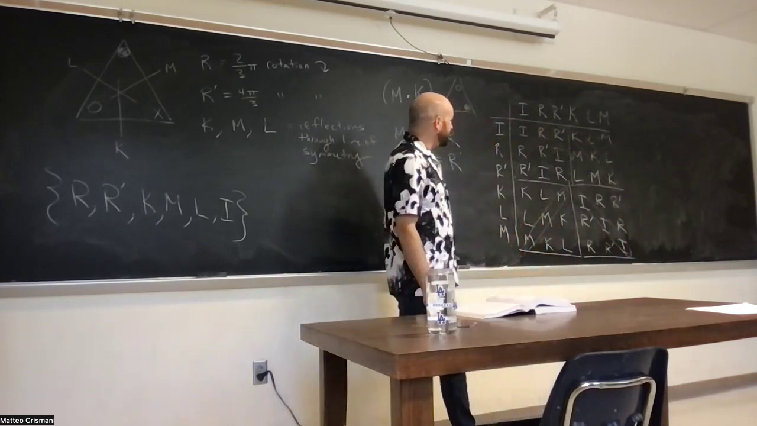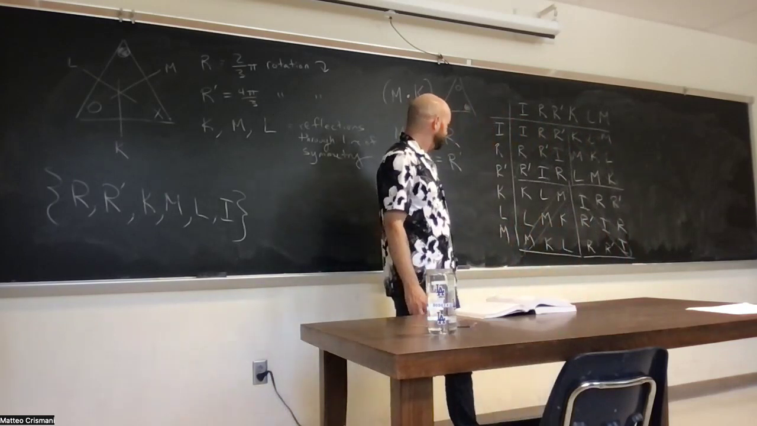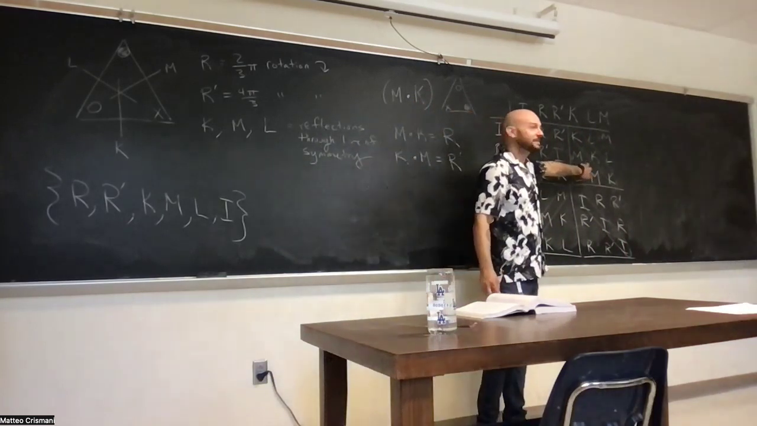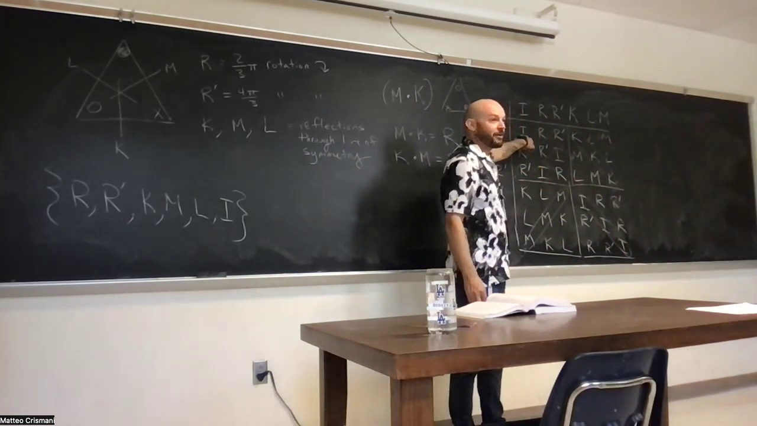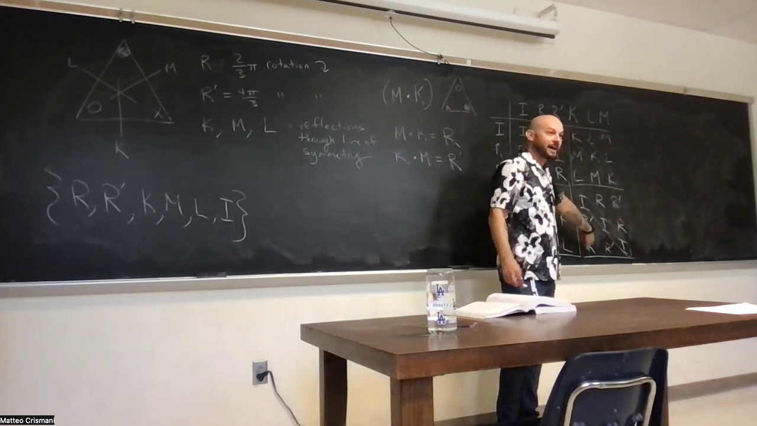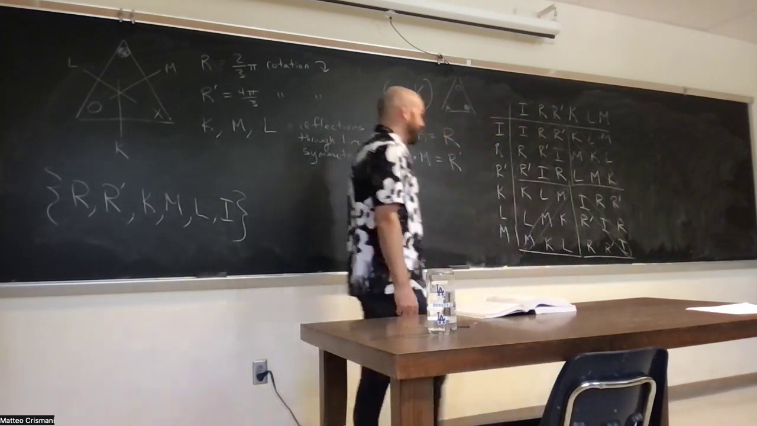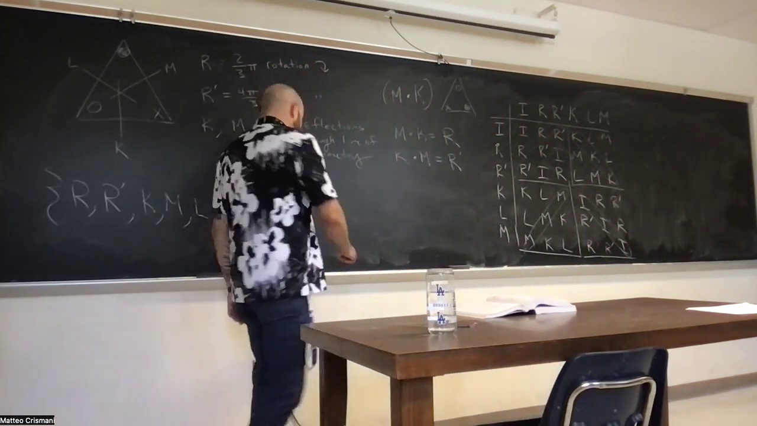And let's see who's in each box. Here's your KLMs. Here's your KLMs. Here's your R, I, R primes, and here's your R, I, R primes. Okay.